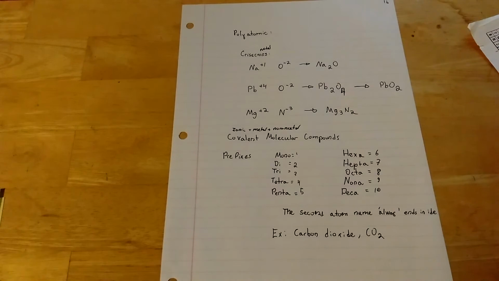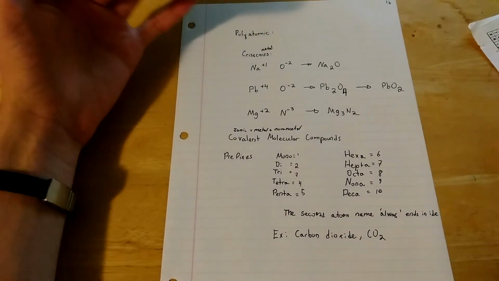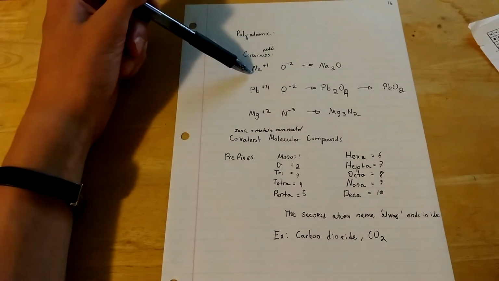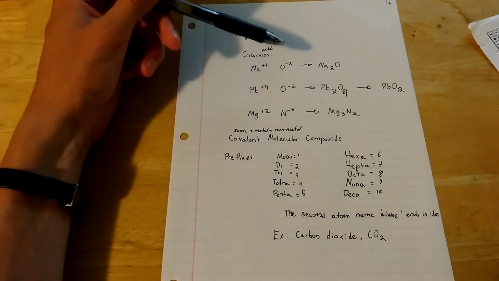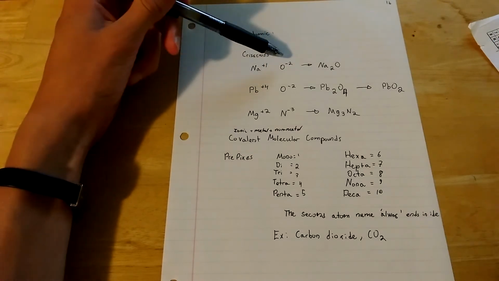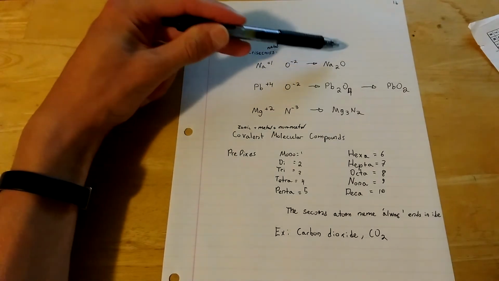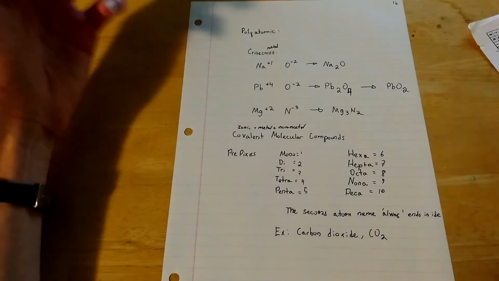Well, how do you actually make a compound? Well, you use the crisscross method. So, say you want to combine sodium and oxygen. Sodium tends to have a +1 charge, and oxygen has a -2 charge. The way you do it is you just put the 2 here and the 1 here. So Na2O1. You don't write the 1 as a subscript though.